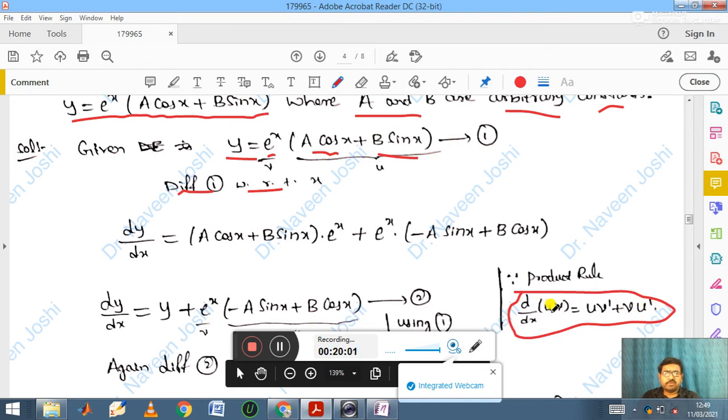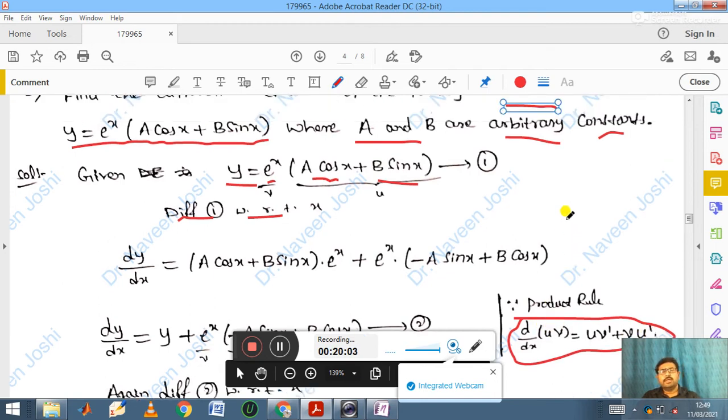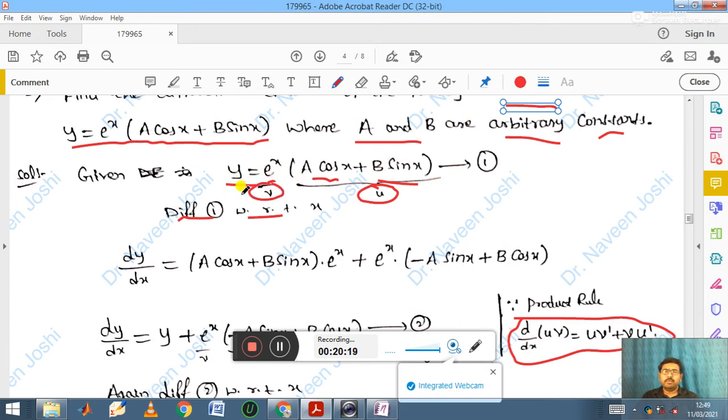u is the first function, v is the second function as per the ILATE rule. So ILATE means first you get the trigonometric function, then the exponential function. So this a cos x plus b sin x, you treat it as first function u and e power x as second function v. Then go for the differentiation.